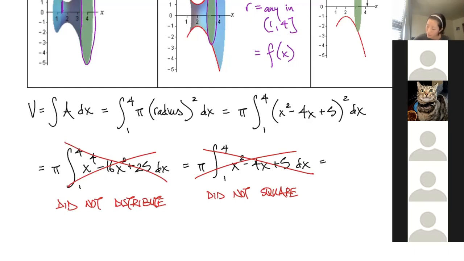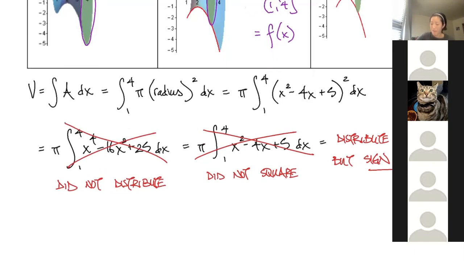I would say I've also seen folks distribute correctly, but sign mistakes. Okay. So one whole line of potential mistakes that we hope to avoid, right? Yeah, sometimes people forget to integrate. Sometimes people don't plug in the bounds, right? There's so many areas that it could go wrong, right? Which is what makes these things hard, right?